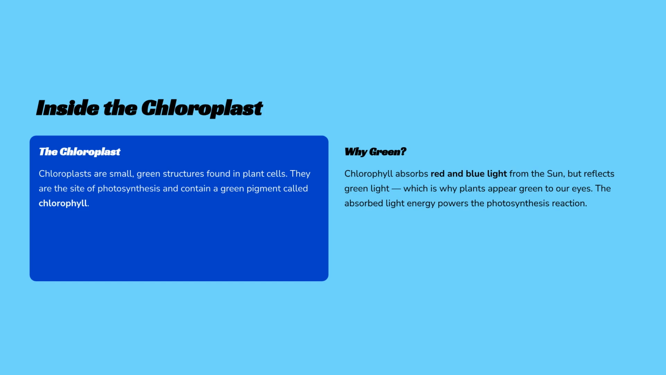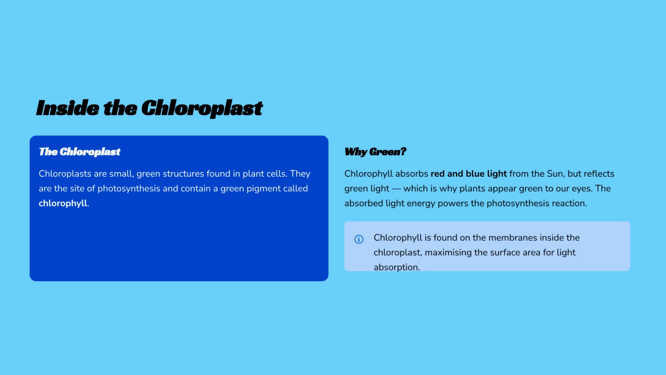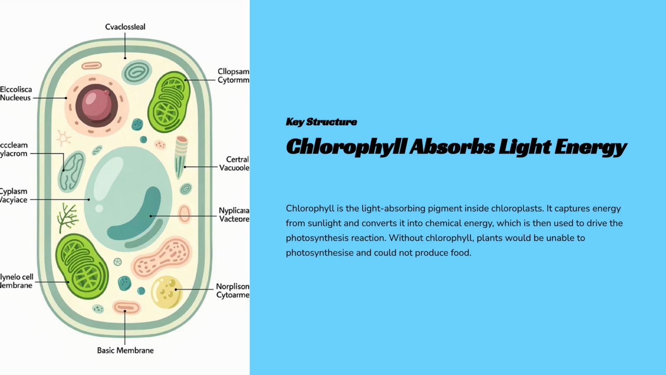Chlorophyll absorbs red and blue light, reflecting green light, which is why plants appear green. Chlorophyll is the light-absorbing pigment. It captures energy from sunlight and converts it into chemical energy, driving the photosynthesis reaction. Without chlorophyll, plants cannot photosynthesize.